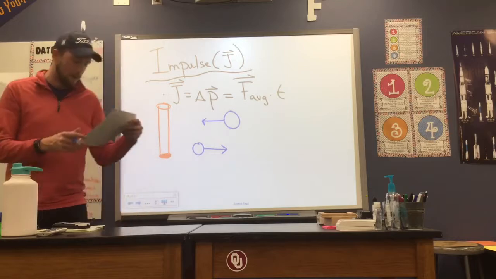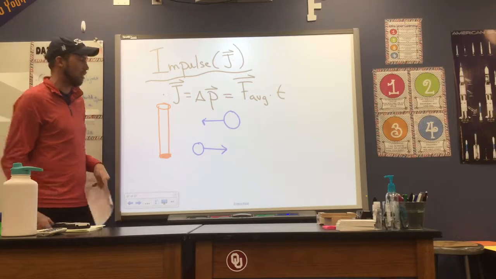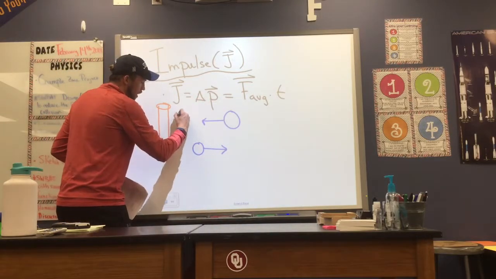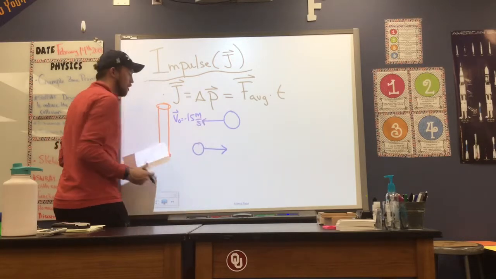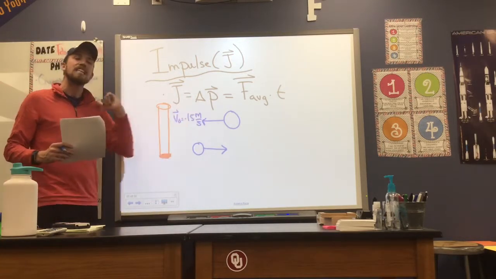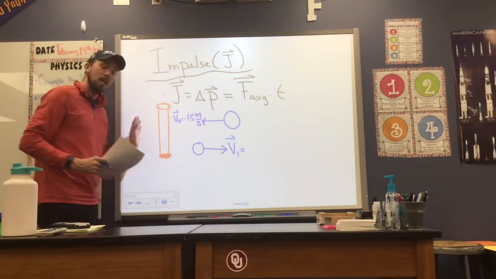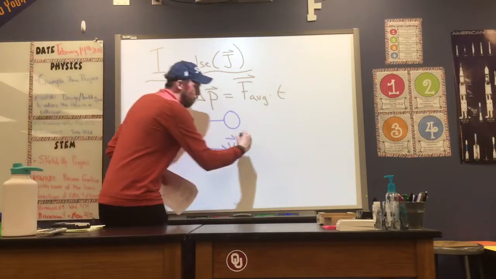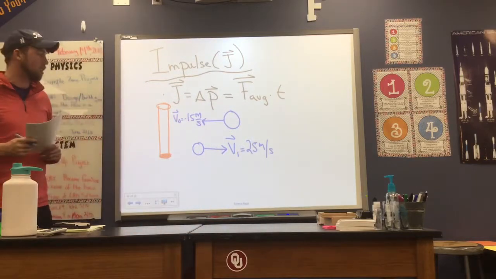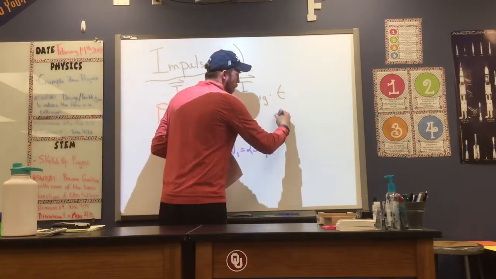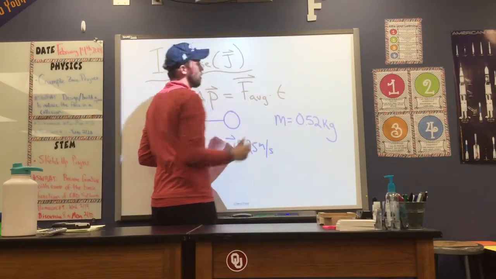Now we're told some information about the softball. We're told it's pitched at a speed of 15 meters per second. So when that pitch is coming in, I'm going to say that my initial velocity is negative 15 meters per second because it's moving at this speed in the negative direction. I'm going to call this final velocity coming off the bat 25 meters per second. I'm going to say that's positive because we're now moving in what I would define as the positive direction. And we're told that our ball here has a mass of 0.52 kilograms.